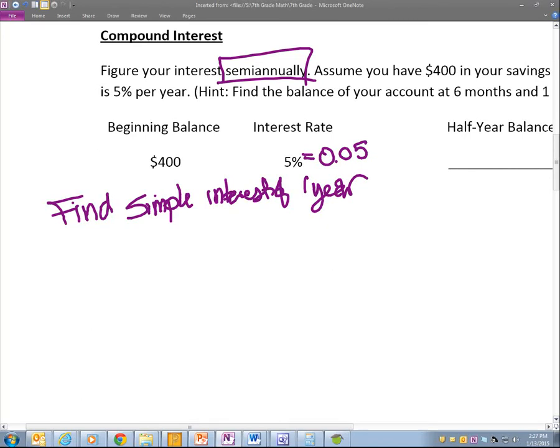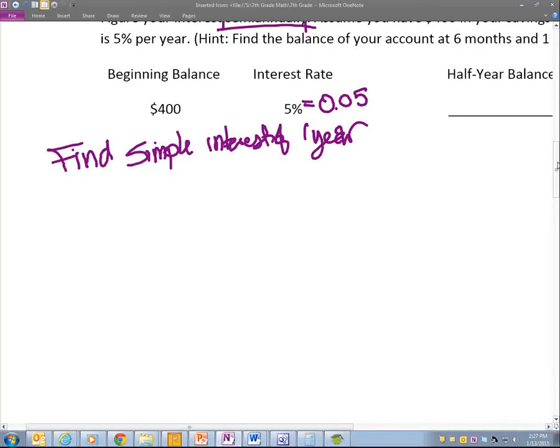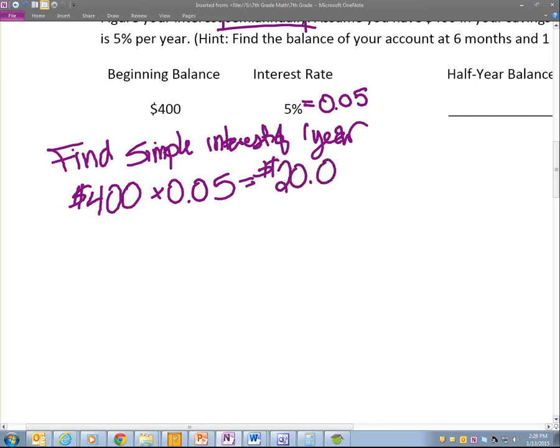And how are we going to do that? Multiply 400 by 0.05. Beautiful. 400 times 0.05, and we get $20. Now, we found that.